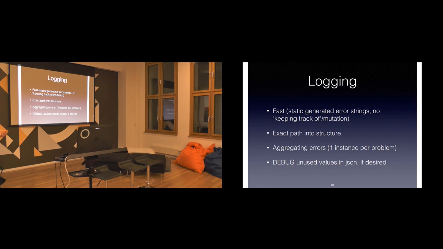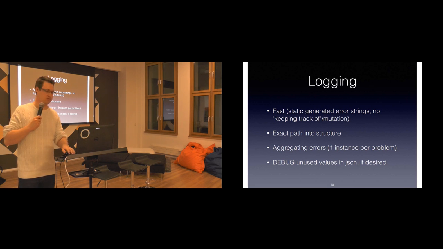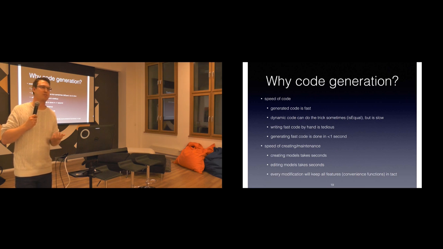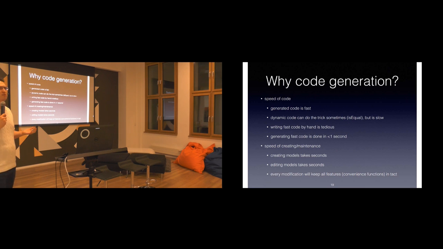Also, in debug mode, it tells you of things that are in the JSON that you don't use. It's not an error, but maybe something was added and you would want to know about it. It doesn't make sense in production, because if you add something to an API, the old client should not complain that there's something new that they don't use.